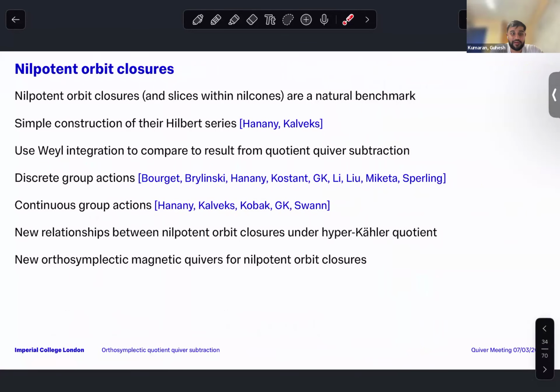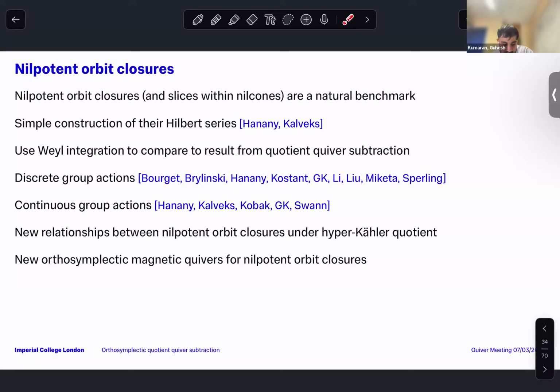Why am I talking about nilpotent orbit closures? Well, they're a very natural benchmark for any algorithms which involve quivers. This is because we know their Hasse diagrams from independent sources. So if you had some algorithm to work out the stratification, you can just compare it to something which has been well documented before. There are also very simple constructions of the Hilbert series. So we know this now, and we'll just use Weyl integration to compare to quotient quiver subtraction.